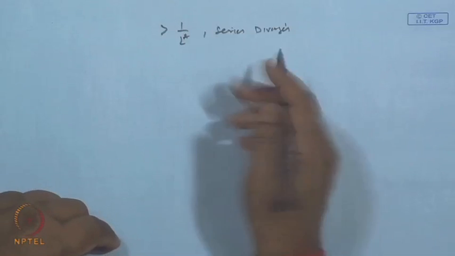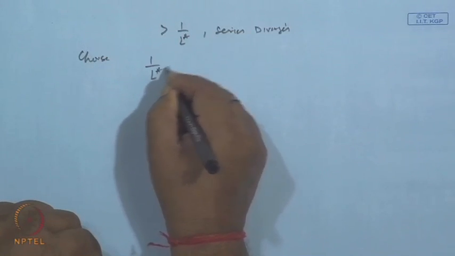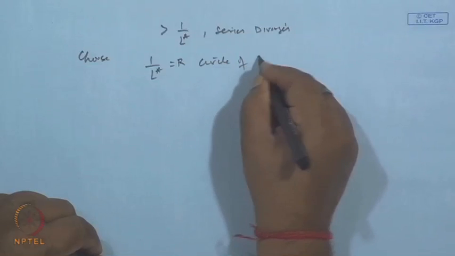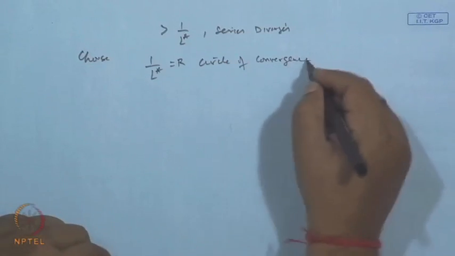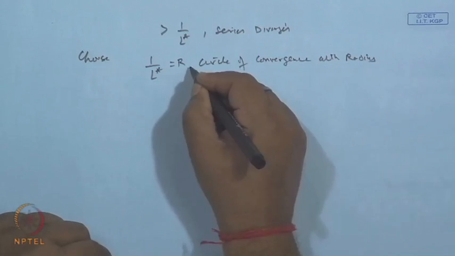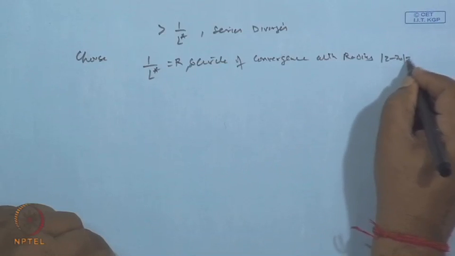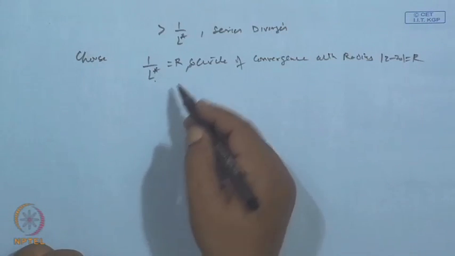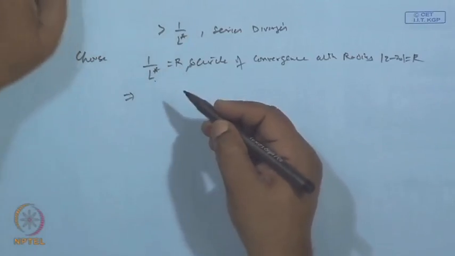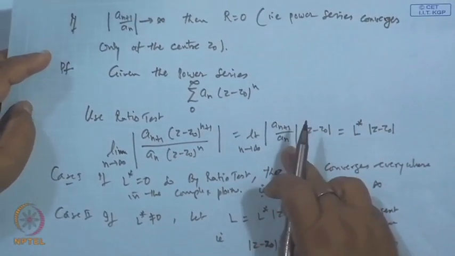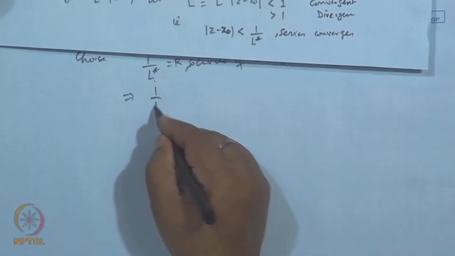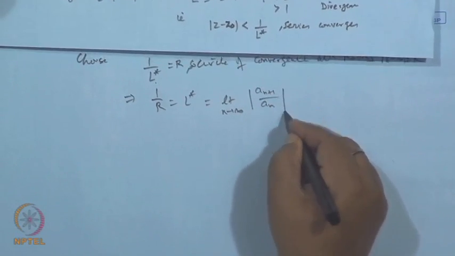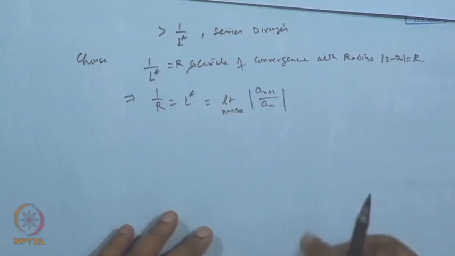So, choose 1 by L star as R, the radius of convergence. This is the circle of convergence with radius R, that is, mod z minus z naught equal to R. So R becomes 1 by L star, and from here we get 1 by R is equal to L star, which is the limit as n tends to infinity of mod a n plus 1 over mod a n, where R is the radius of convergence. So, this shows it.